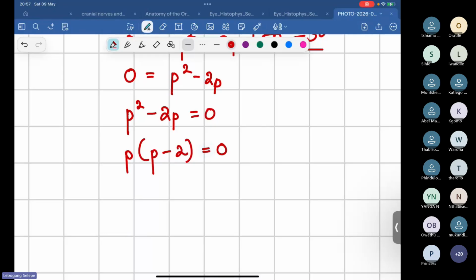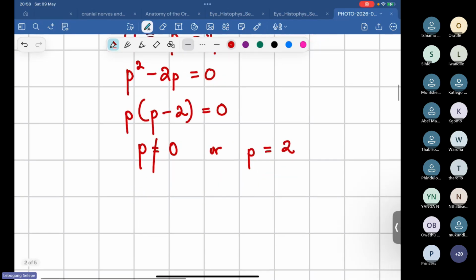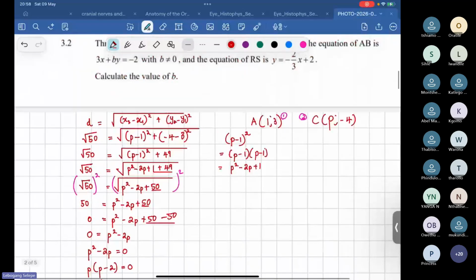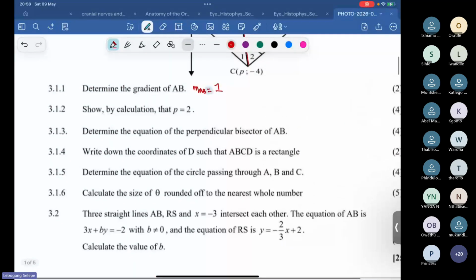Then now I am going to solve for p. P is going to be equal to 0, or p is going to be equal to 2. But they told us that p has to be a number that is greater than 0. Therefore, p cannot be equal to 0. Therefore, p is equal to 2. And then that confirms what we were told. So they told us to show that p is equal to 2.